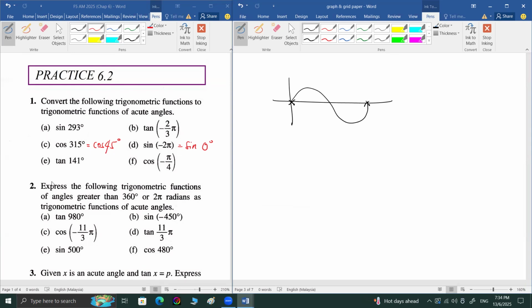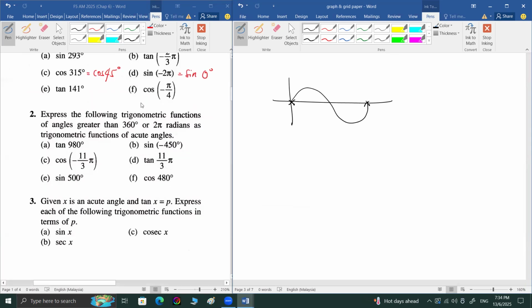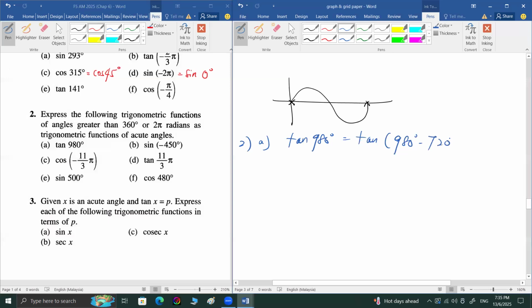Now see number 2. Number 1 EF, mark down as homework. Express the following trigonometric functions of angles greater than 360, or greater than 2 pi radians, to acute angle. It's more or less like what I just taught you. Tangent 980. 980 means you can go 2 rounds, that is 720. So I get tangent 260.